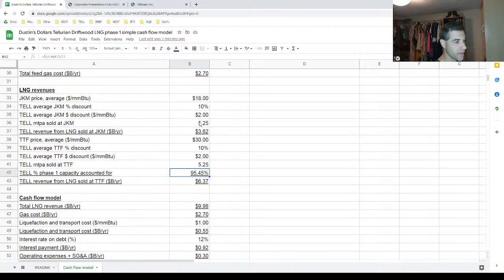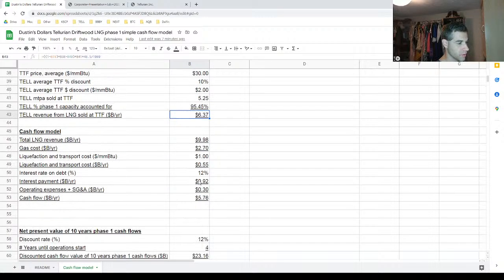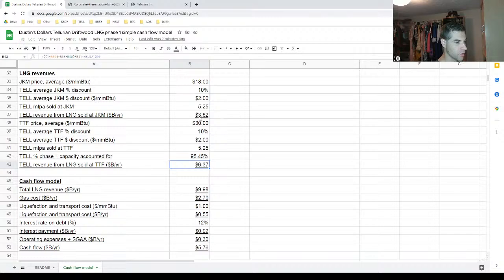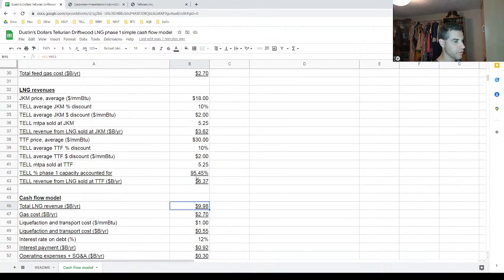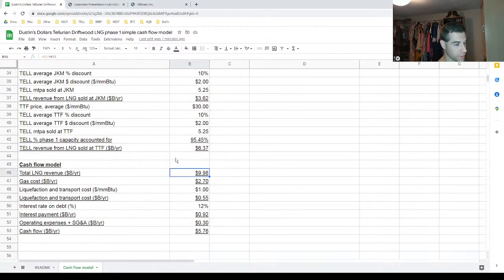And again, this mix between TTF and JKM could be drastically different. We really don't have the insight into what that split is today. But all of that lets you multiply it out by their capacity, as noted here in the parameters, and then get how much dollars per year in LNG revenues they are going to get. Actually, this isn't the total. Each of these line items is for the gas sold at JKM and TTF. And this line here on line 46 that starts the next section is the total LNG revenue, carried forward from that LNG revenue section.